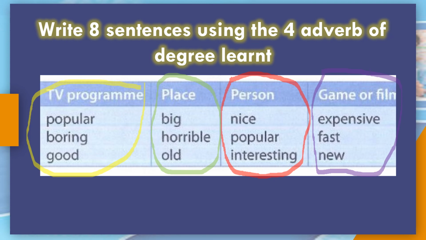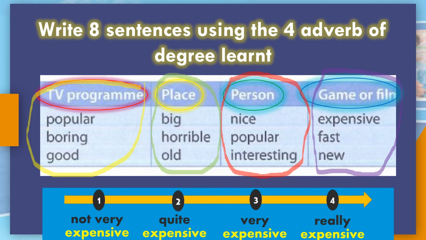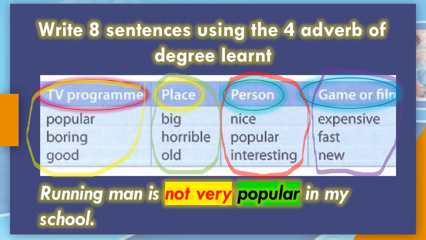Let me show you an example. TV program, place, person, and film. This is the adverb of degree you have learned. Not very. For example, here: expensive, quite expensive, very expensive, or really expensive. Make 8 sentences. So the first example I'm going to give you: Running Man is not very popular in my school. The adverb of degree here is not very, and the adjective I'm using is popular.